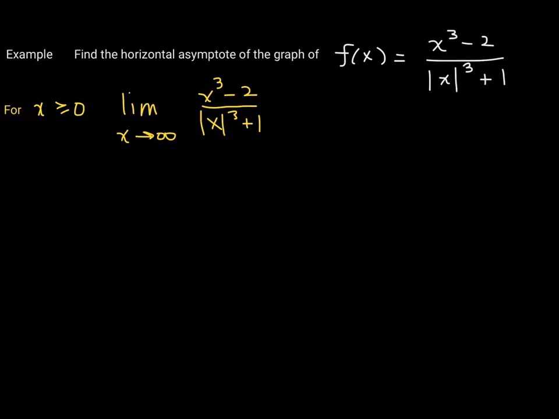Now, if x is positive, then this limit is equivalent to the limit as x approaches infinity of x cubed minus 2 over x cubed plus 1. You do not need the absolute value bars here because we already know x is positive. So the absolute value of a positive number is positive. And so the absolute value bars are redundant in this case. Now, this is a rational function. This is the strategy, folks. This is the idea. They're asking us to find the horizontal asymptotes for the graph of this function.